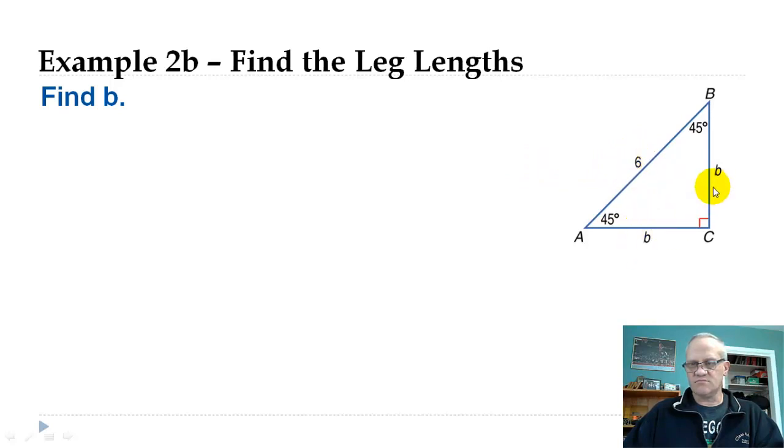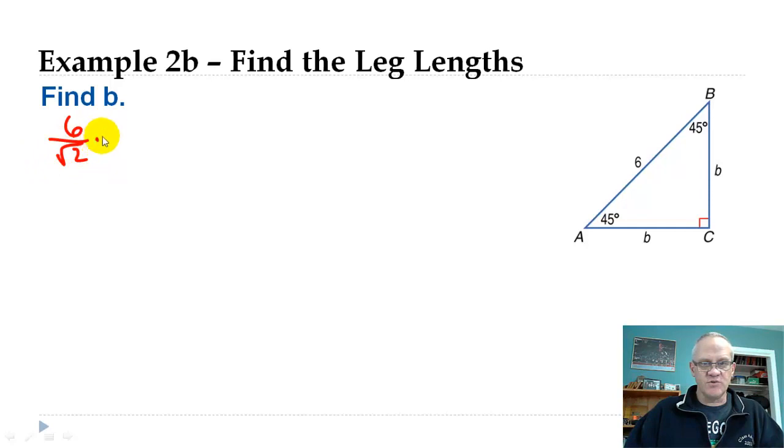This time B is the legs. So remember, all I'm going to do is say, well, if I know the hypotenuse, to get to that, I had to take this times the square root of 2. So I'm just going to take 6 and divide by the square root of 2. But, oh, there's a square root in the denominator. I'm going to have to clean that up.